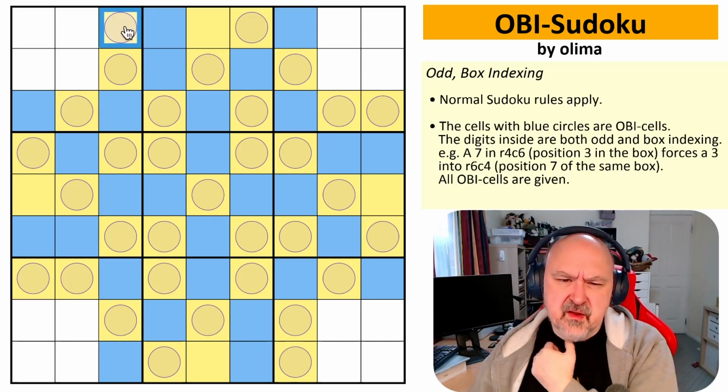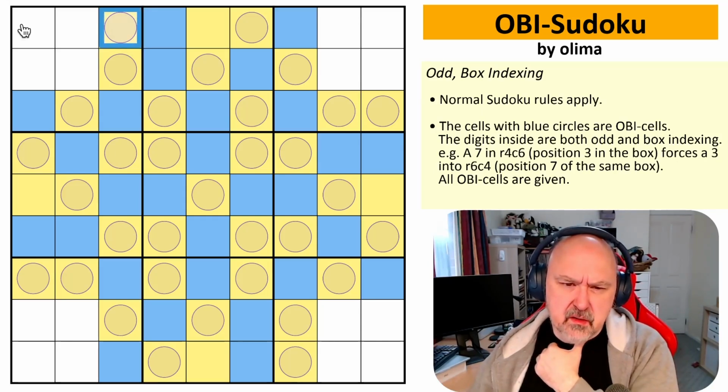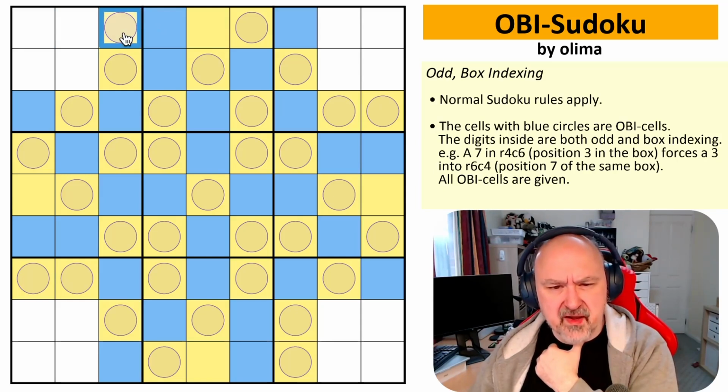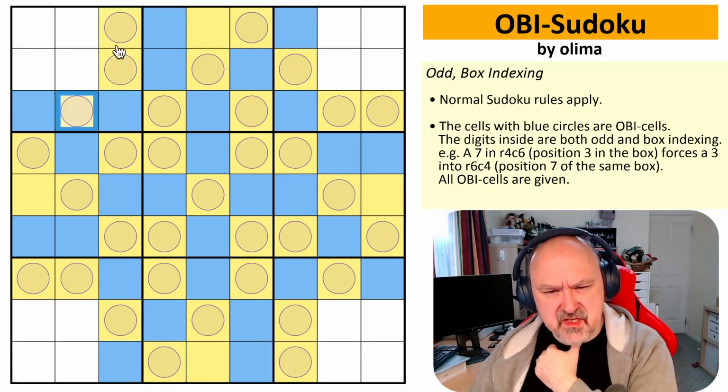So, if this is a 1, that would be box indexing, but that could not point back at that. So this could be a 1. It just means that that would not be able to point back to it. So these could be anything? Any odd digit?